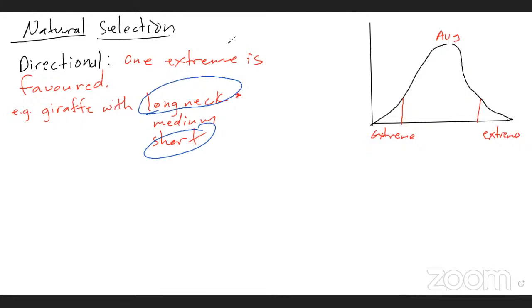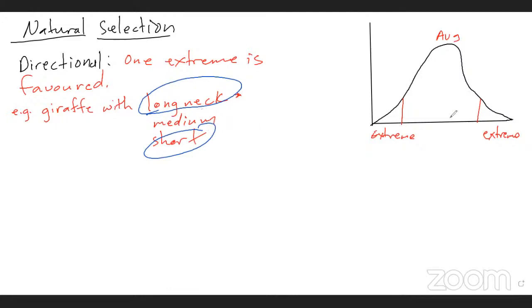Now, the long neck, was it the environment that gave the giraffe the long neck? No. Which means that when they reproduce, what type of giraffe will be produced? Long neck. Exactly. So over time, what will happen to the population of giraffes with long necks? It will increase.